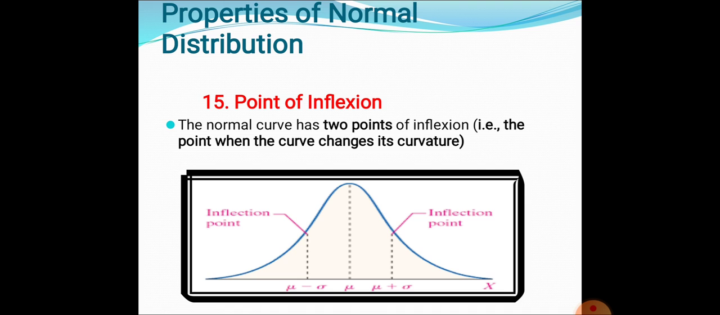Point of inflection. The normal curve has two points of inflection. These are the points where the curve changes its curvature. You can see the diagram.